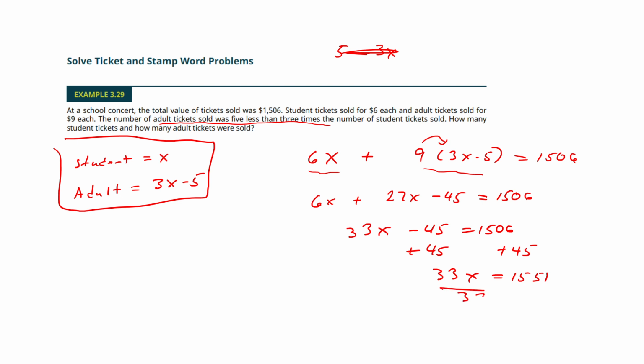Okay, divide both sides by 33. So x turns out to be 47. So back to the dictionary. They sold 47 student tickets. So how many adult tickets must it have been? I'm putting that back in for x. And I crunched all this, got 136. So they sold 47 student tickets and 136 adult.